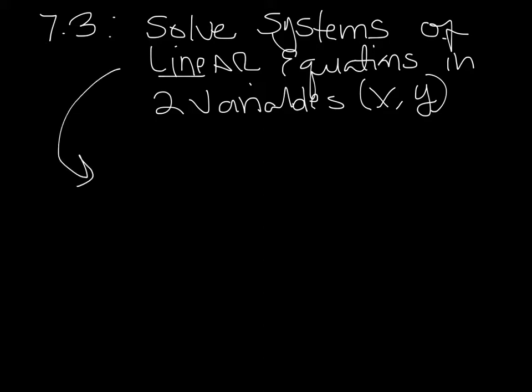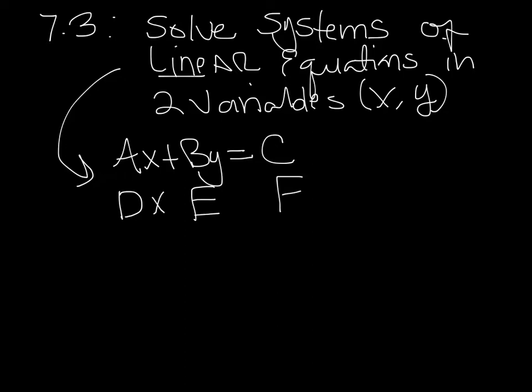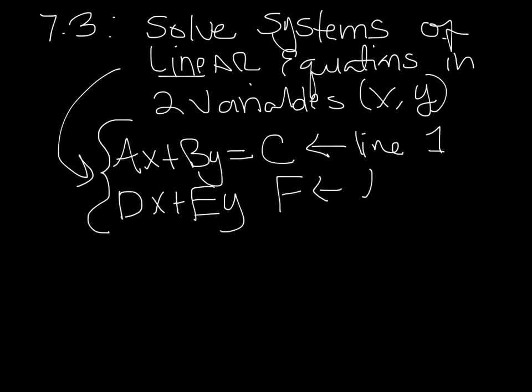Well, it's basically just two equations put together, or more. So we know the standard form, ax plus by equals c. And again, I can just write another equation, maybe call it d, e, f: dx plus ey equals f. Usually we put these braces around them just to denote that that's a system. But again, this is a line, if you want to call it line 1, and this is line 2.